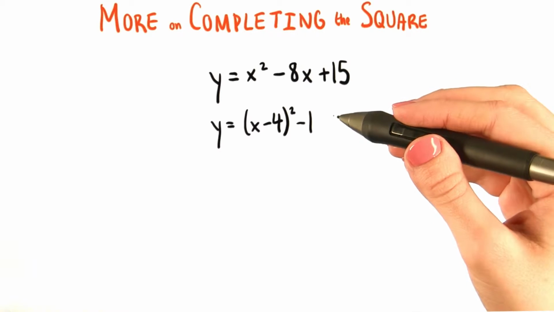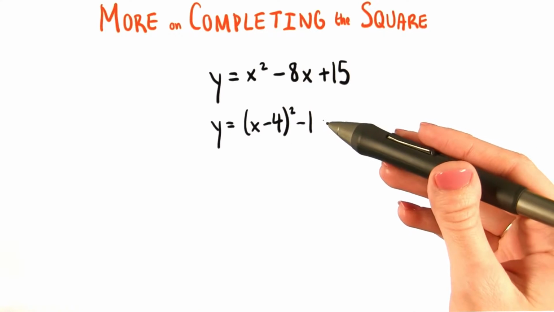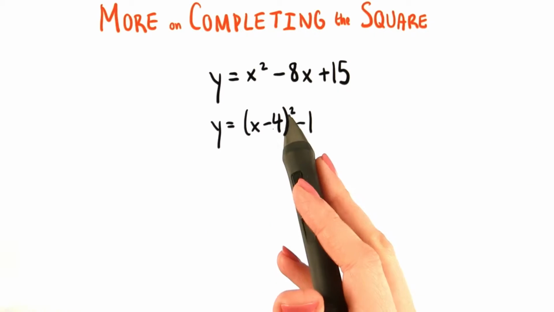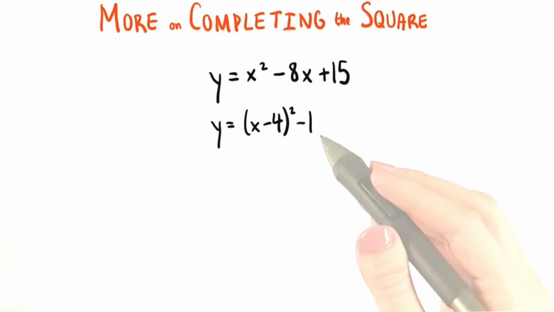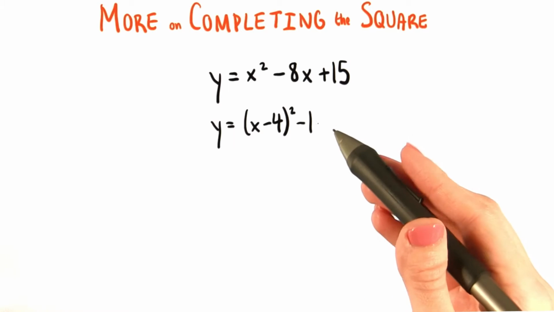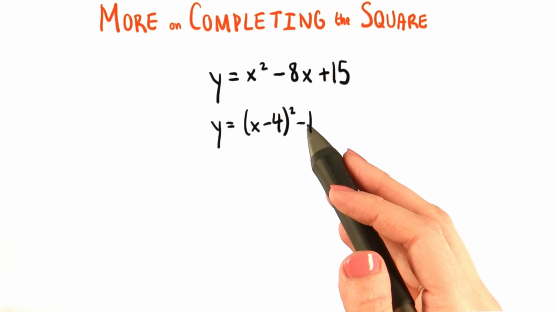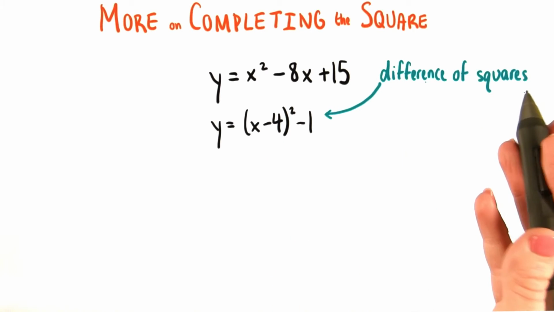Now, earlier on in this lesson, we saw that we could write this in a modified version of the equation in vertex form as y equals the quantity x minus 4 squared minus 1. Notice that the first term here is a squared term, and the second term, apart from the minus sign, is also a squared term. Because we have one squared term that's being subtracted from another squared term, we can call this an instance of difference of squares.